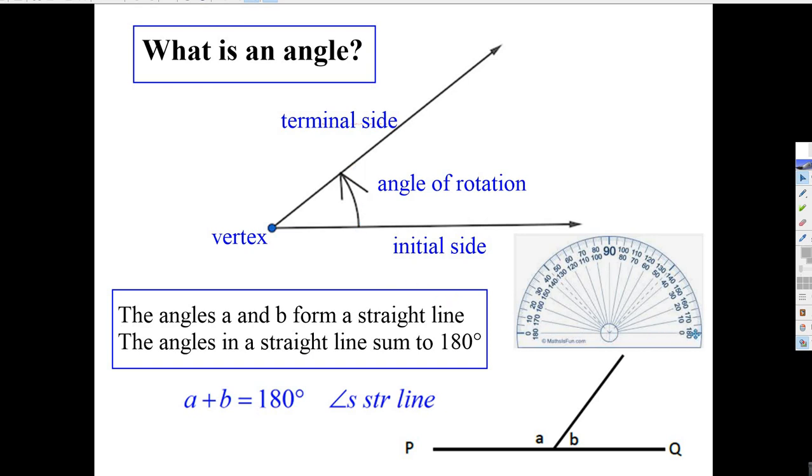Now, if you start at this point here and you rotate it all the way around and you stopped here, your protractor tells you how many degrees that is. The angles in 180 degrees of rotation make a straight line. So when you're looking at this diagram, this rotation of B and this rotation of A combine to equal 180 degrees. A plus B equals 180 degrees. And whenever you use this idea, you write down this abbreviation: angles in a straight line.